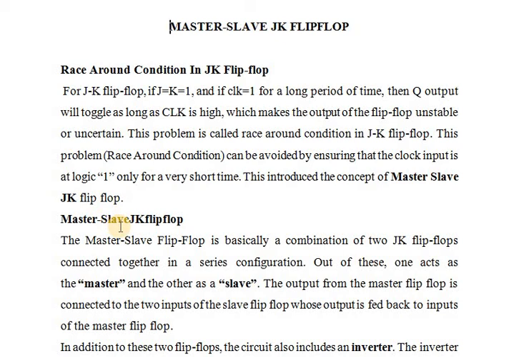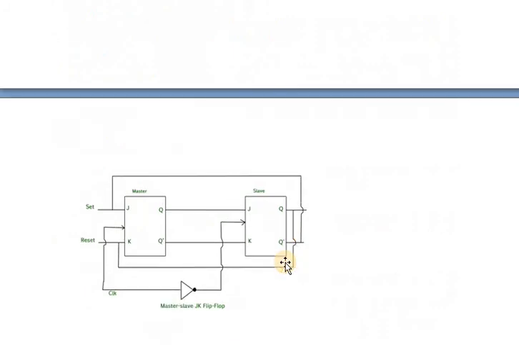Okay, now we will go to master slave JK flip flop. The master slave JK flip flop is basically a combination of two JK flip flops connected together in series configuration. Okay, I will show you. So this is the master slave flip flop. So two JK flip flops connected in series. So this is the block diagram of master slave flip flop.